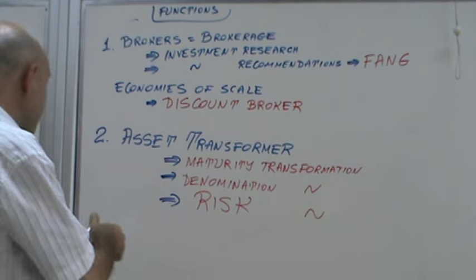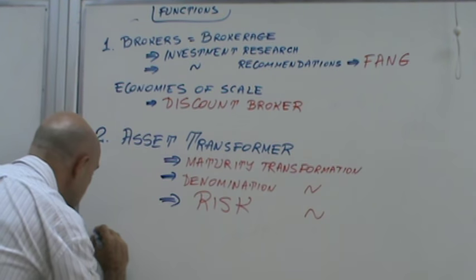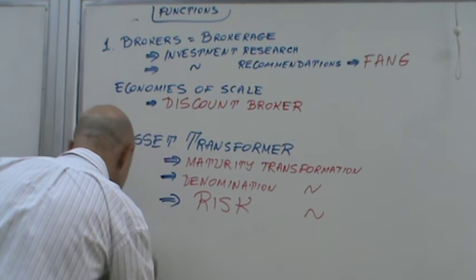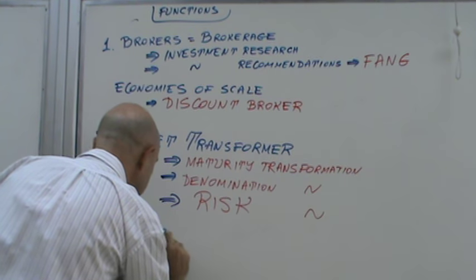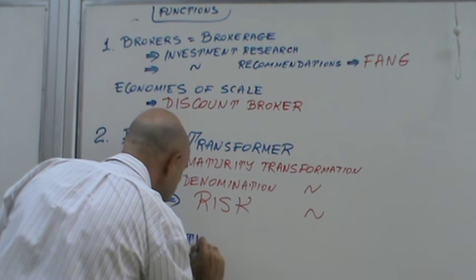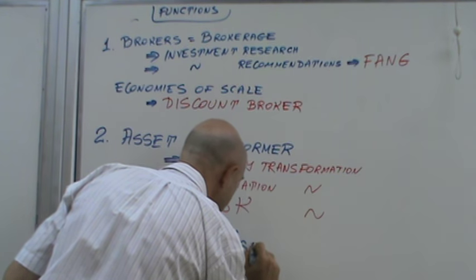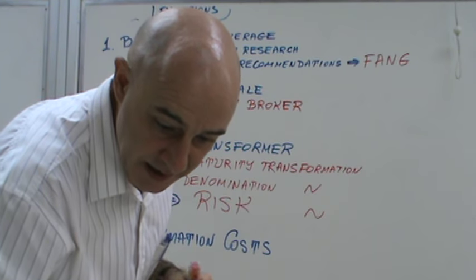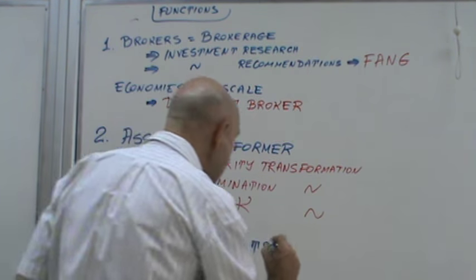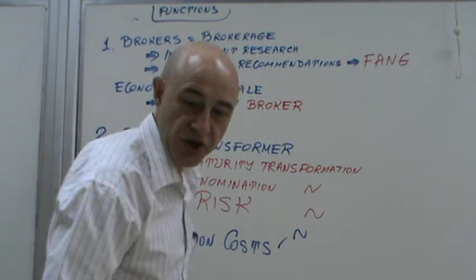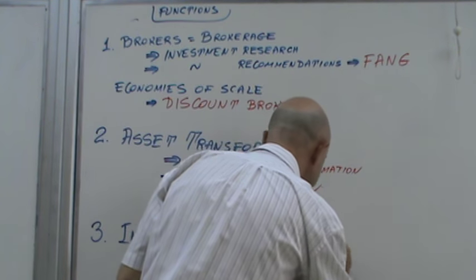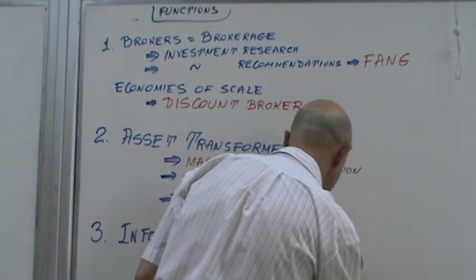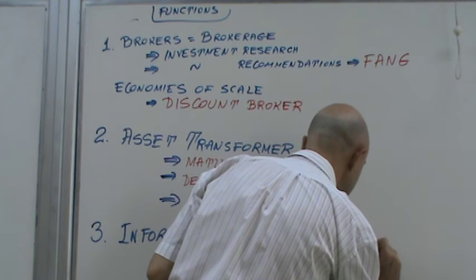All right, well, number 3 is part of monitoring cost, which becomes information cost. Information costs. You have information asymmetry. Is it 1 or 2 S? I don't remember. Well, let's write it with asymmetry. I think it's 1 S.